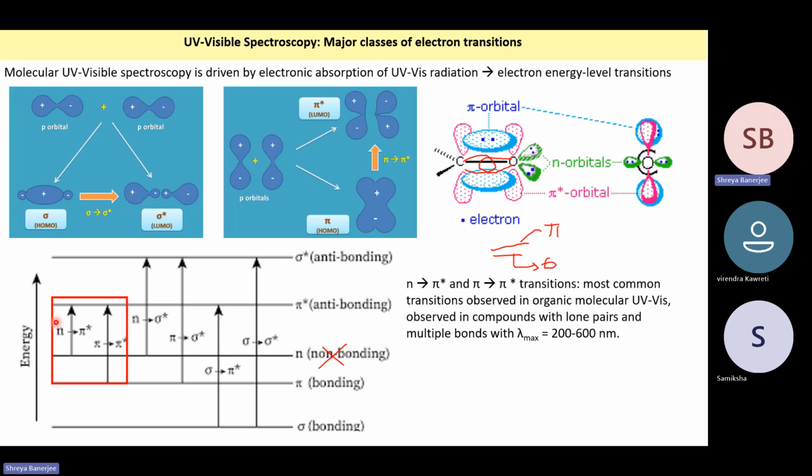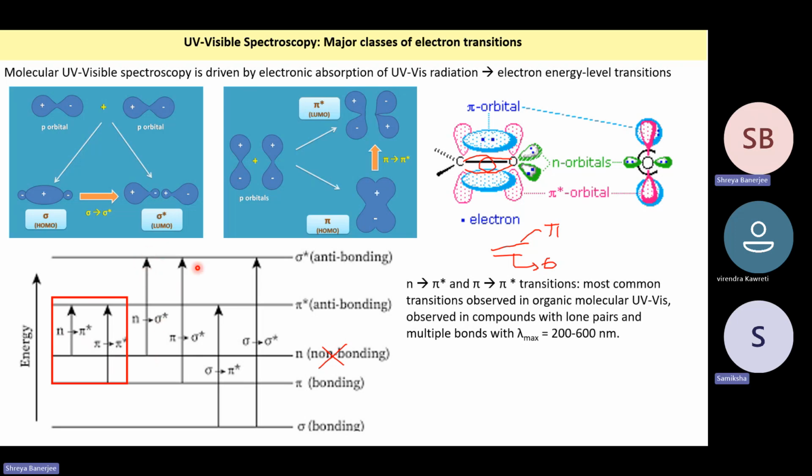But for these two, n to pi star and pi to pi star, you can see the energy difference is comparatively lower, and so the probability of transition is very high. And so these are the two most intense peaks that we see. But from non-bonding to sigma star, that is anti-bonding, the probability in that case is also less.